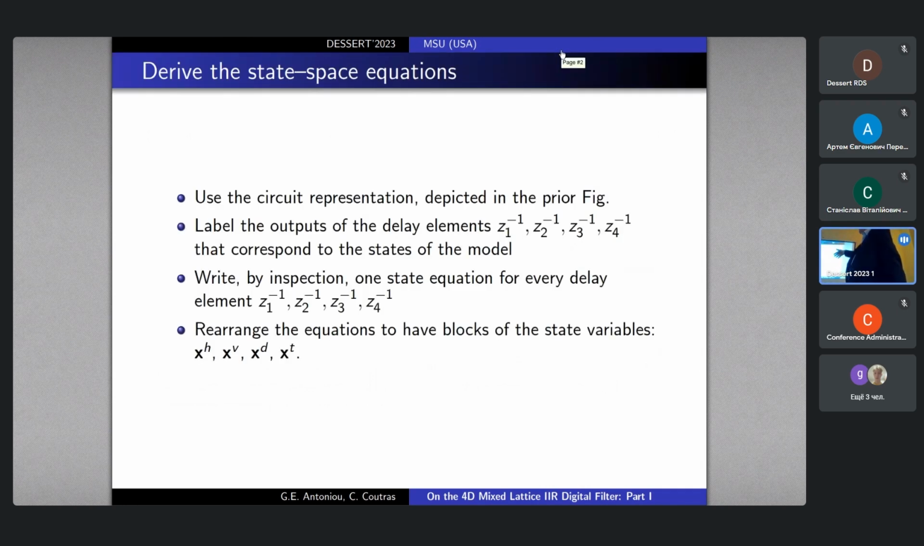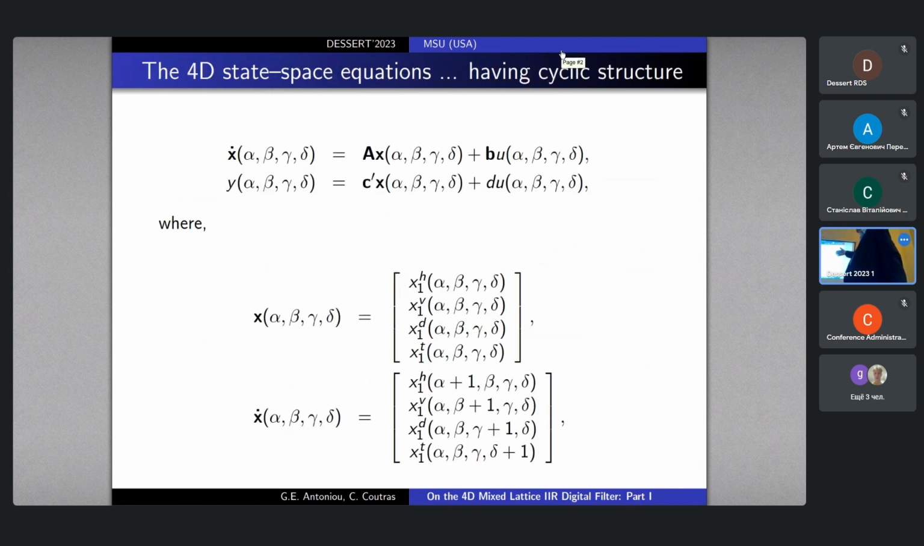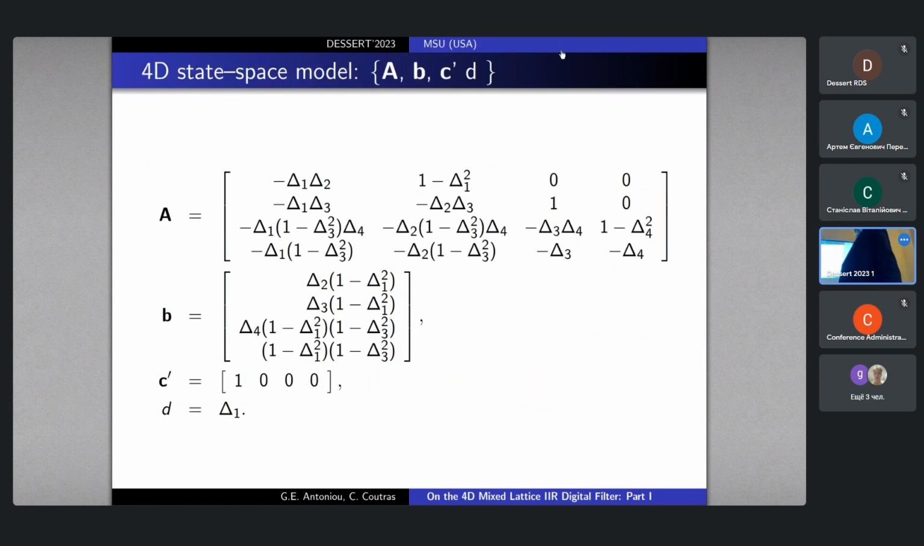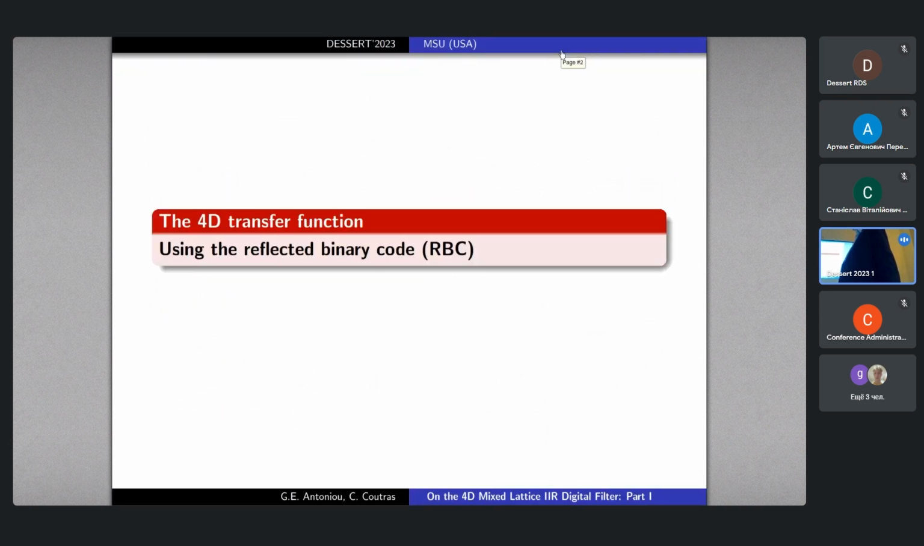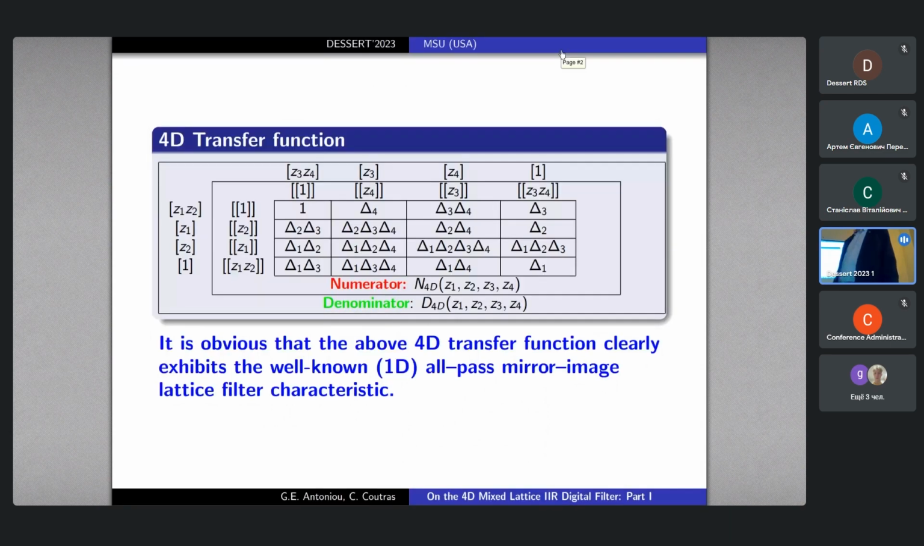Again, I extract the equations from the circuit. It is minimal, and this is, you can see, HDD is order 1. This is 4 by 4, which is minimal, the state space. And also, we can see this is a transfer function, the reflective structure. You can see this is the gray code, C3 and C4. They have the same coefficient.